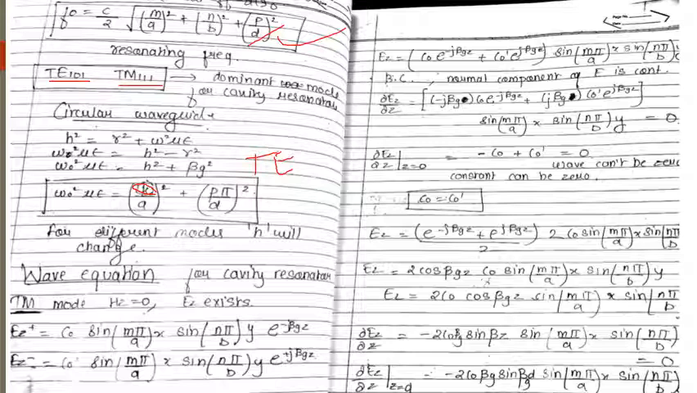Now, to find out the wave equation for cavity resonator, suppose it is asked in the paper for 10 marks, we start in this way. For TM mode, Hz equal to 0, we all know that Ez exists. So the rectangular waveguide Ez equation becomes C naught sin m pi by a into x sin n pi by b into y e raised to minus j beta z. Don't get confused. It is the same waveguide equation which is propagating in z direction.